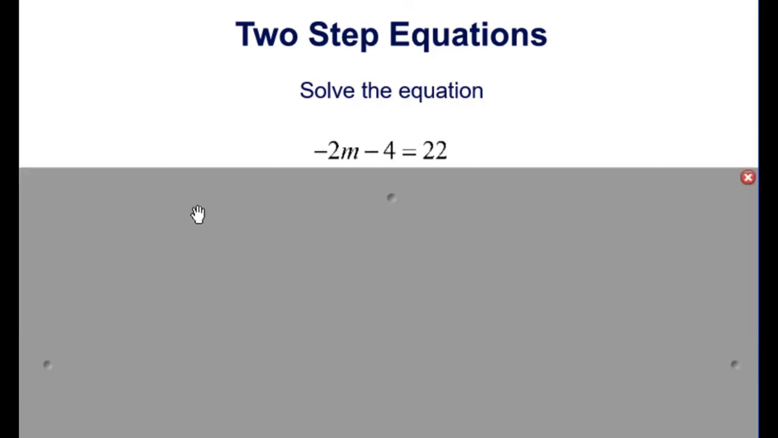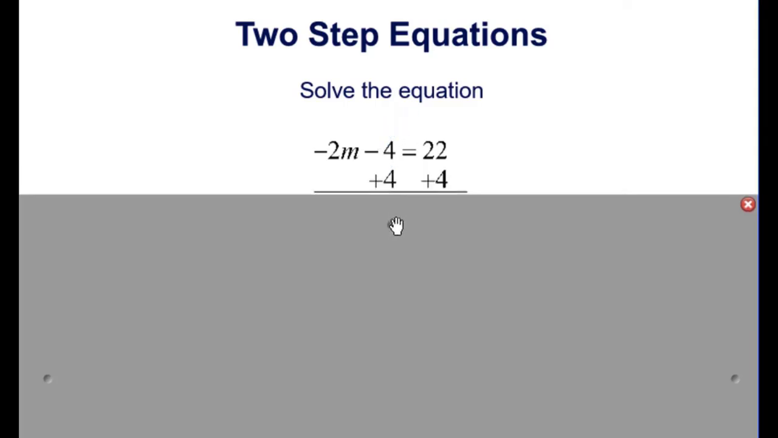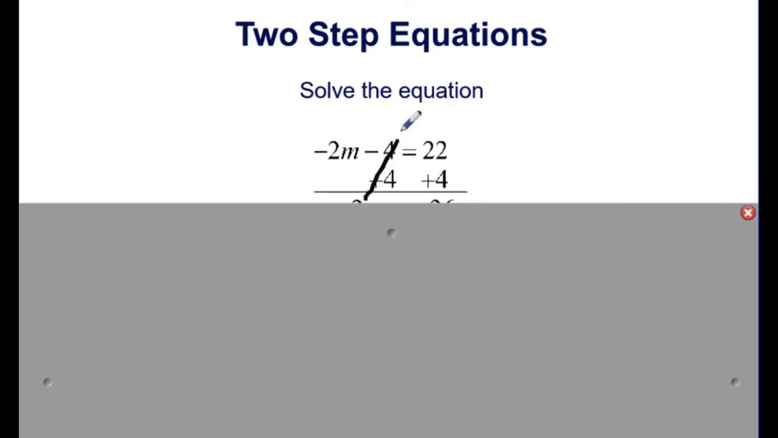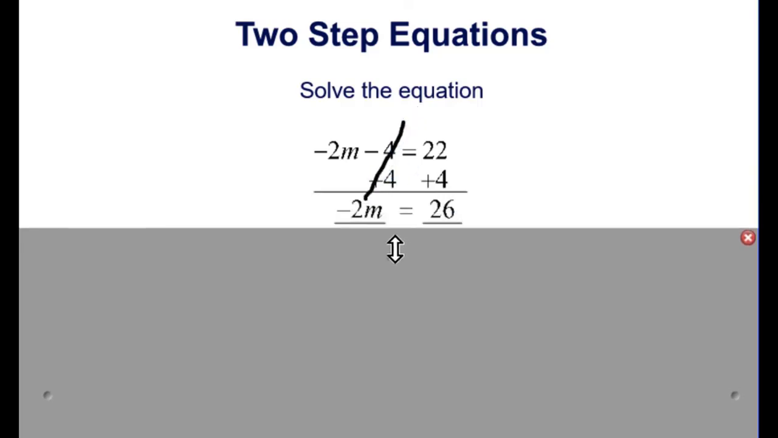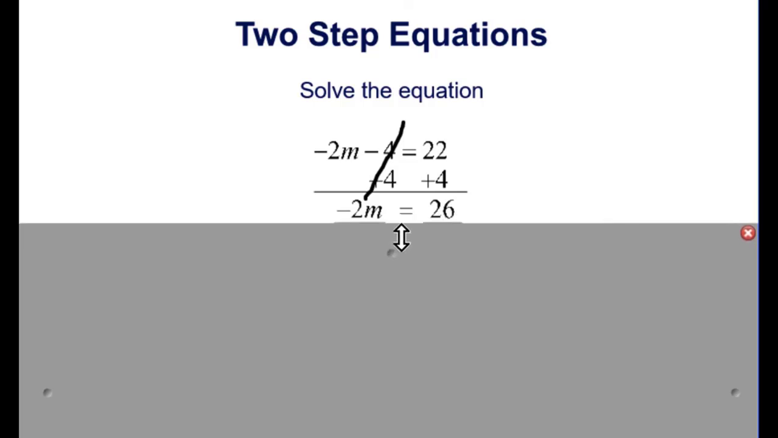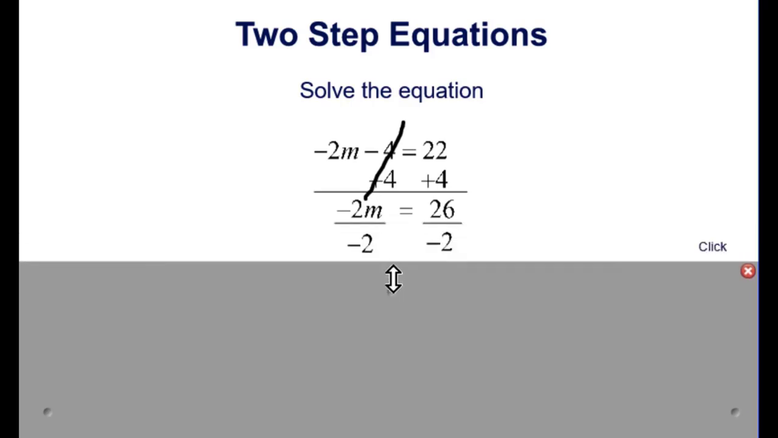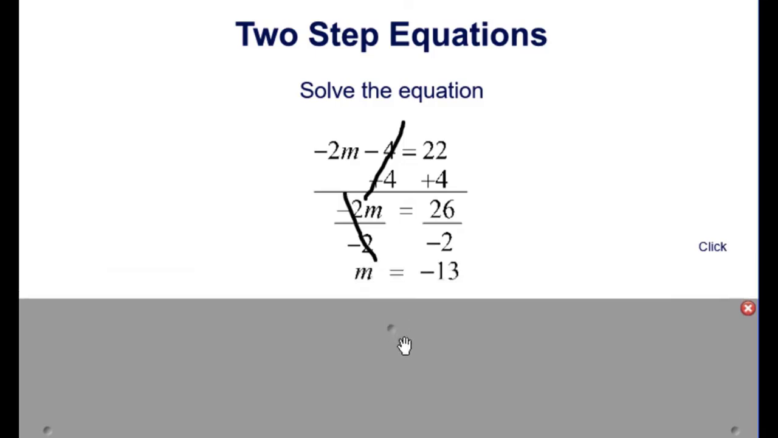Another example, negative 2m minus 4 equals 22. Solve the equation. So here we have subtracting 4, SADMEG. Subtraction gets undone first by adding 4 to both sides, which cancels out from the left, leaving us with negative 2m equals 26. We then have multiplying by negative 2, so we'll divide both sides by negative 2, which will leave us with just m equals negative 13. The variable is alone and on the left, so we are now finished. That's the solution to our problem, m equals negative 13.